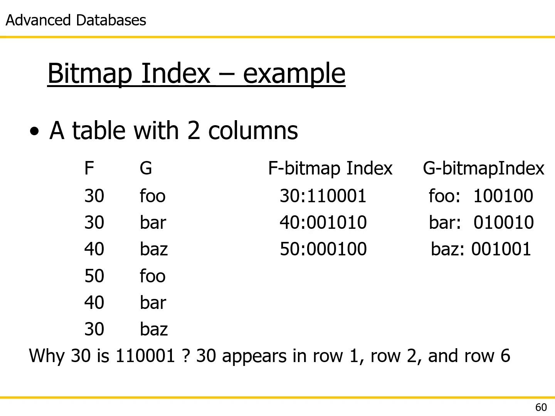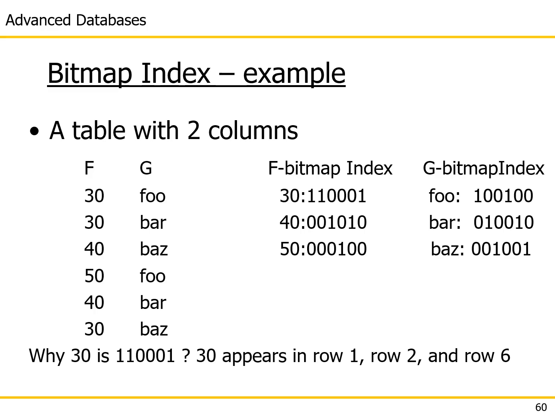And I do the same thing for G. I have built a bitmap for foo. So foo appears in the first row and in the 4th row, and that's it. So it's going to be 1, 0, 0, 1, 0, 0. Bar is going to be 0, 1, 0, 0, 1, 0 because it appears in the second row and in the row before last, and baz appears in the third row and in the last row, so it is 0, 0, 1, 0, 0, 1.